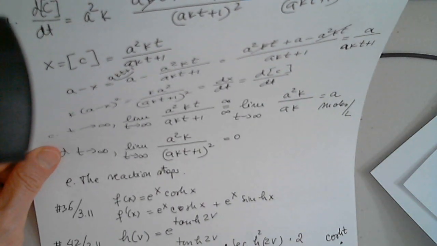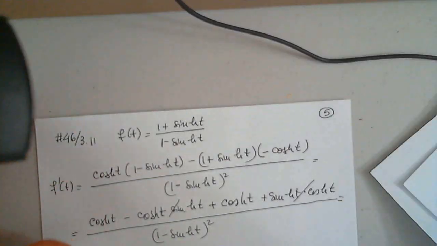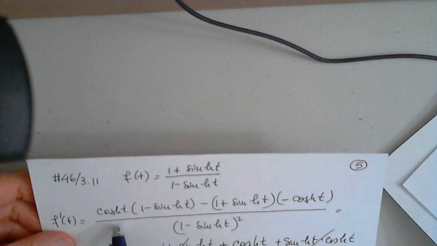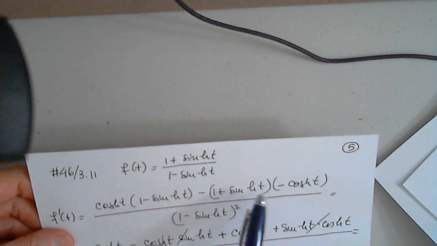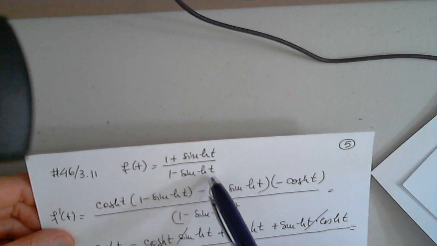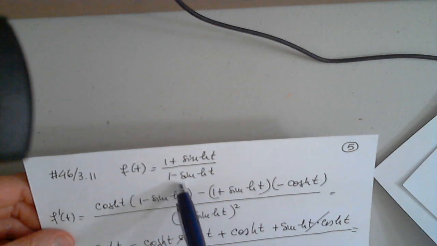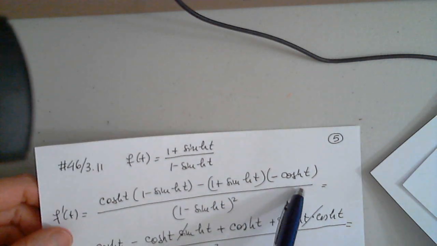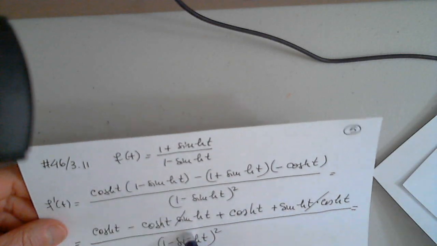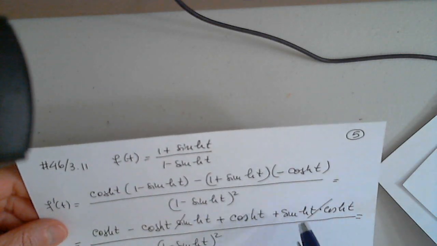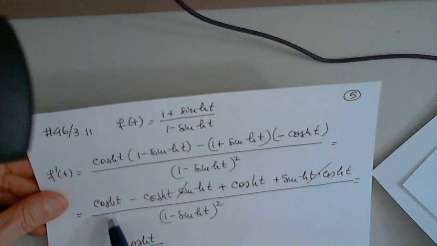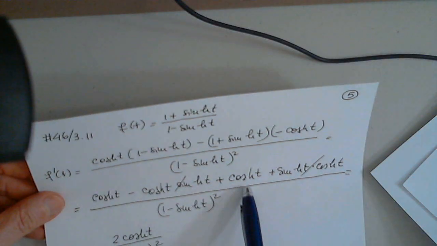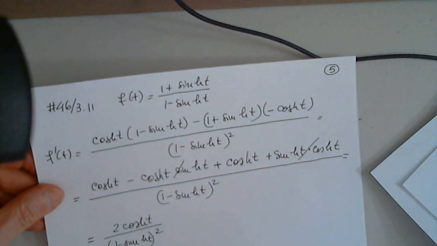This is a quotient. I didn't have enough room here, so it's the last problem. So the top prime is hyperbolic cosine times the denominator minus the top times hyperbolic cosine 1 minus hyperbolic sine prime, which is negative hyperbolic cosine. I distributed in here and in here, and this is positive and this is positive. These two go away, and hyperbolic cosine plus hyperbolic cosine is 2 over that.